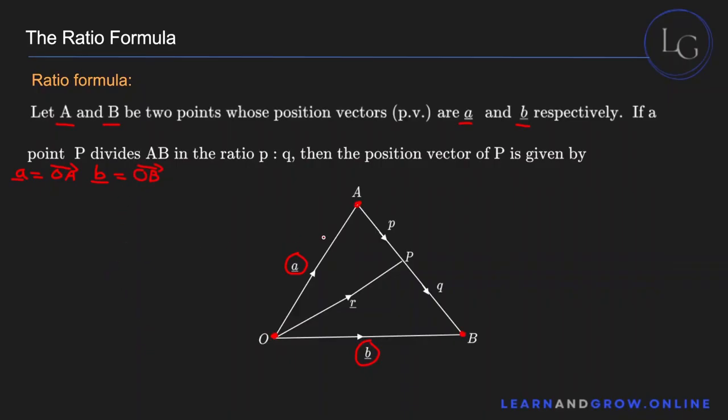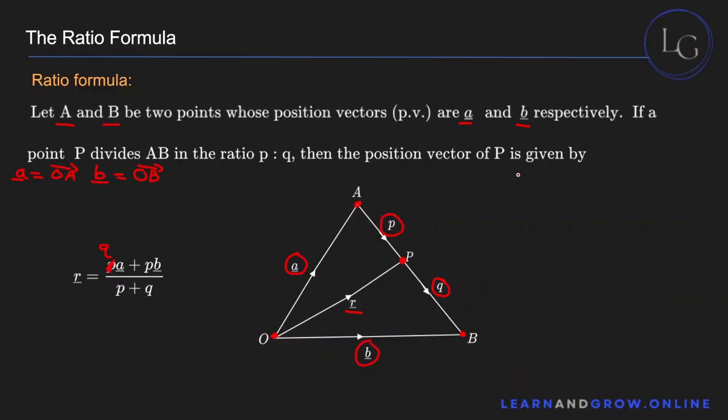Now, it says that if a point P divides AB in the ratio p to q, then this is the point P over here, and it divides this vector AB in the ratio p and q. Then what is the position vector of P? The vector that runs from O to P, and that is r over here. So how do we find r? By this formula. Actually, this is not equal to p, this is equal to q. So (q a plus p b) over (p plus q) is equal to r.